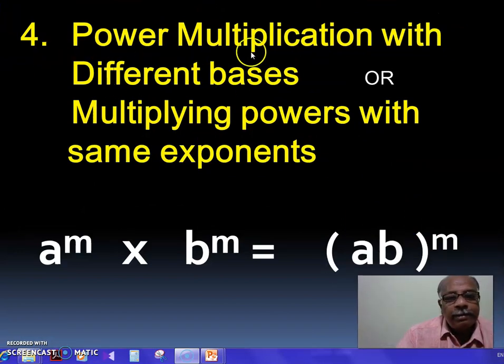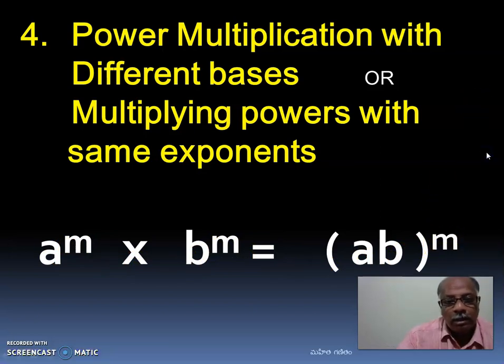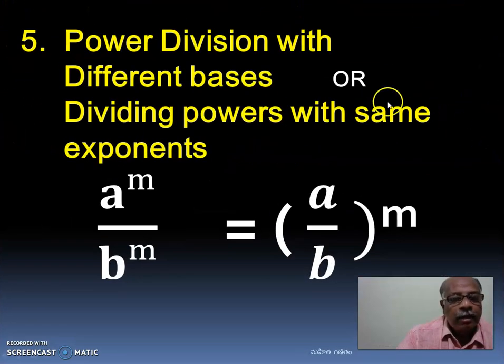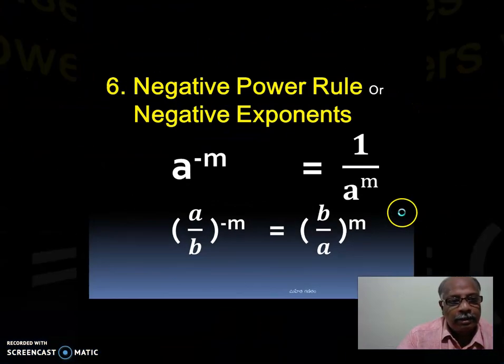Fourth law, power multiplication with different bases or multiplying powers with same exponents. a^m × b^m = (ab)^m. Fifth law, power division with different bases or dividing powers with same exponents. a^m by b^m = (a by b)^m.